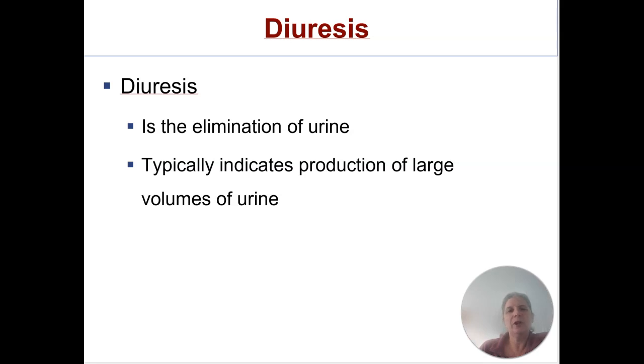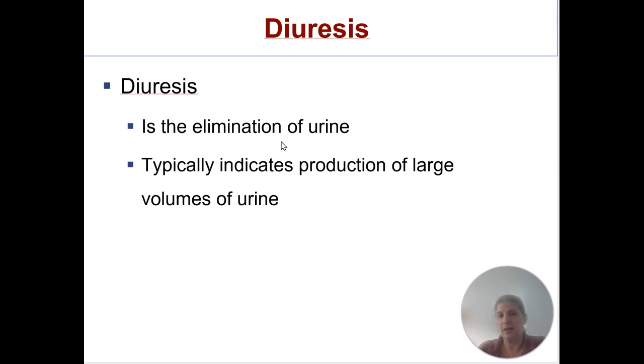Hi, in this lecture, we are going to wrap up the urinary system by looking at diuresis, which is basically urination. We'll talk a little bit about the characteristics of urine, abnormal and normal things in your urine, and then we'll wrap it up with a few clinical application pieces. So when you hear diuresis, it's just the elimination of urine.